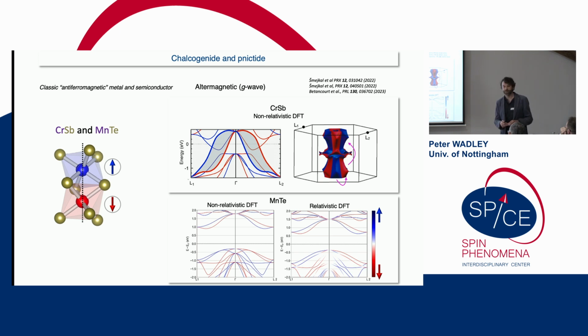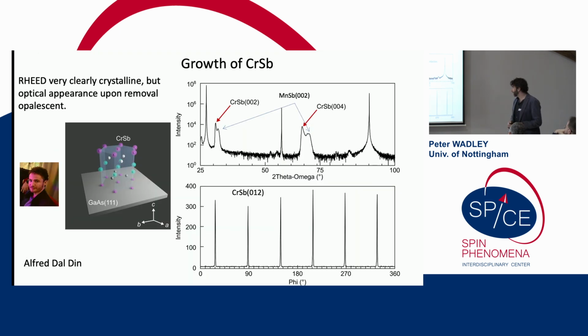The band structure, particularly from the point of view of the spin split pairs, looked incredibly interesting. We started on the chromium antimony, I think nearly 2 years ago now. We followed a paper, I think from York, from a few years ago, where they had grown chromium antimony on gallium arsenide 111 with a buffer layer of manganese antimony.